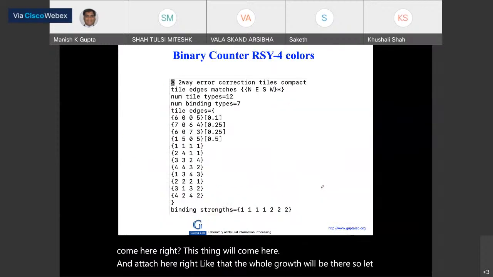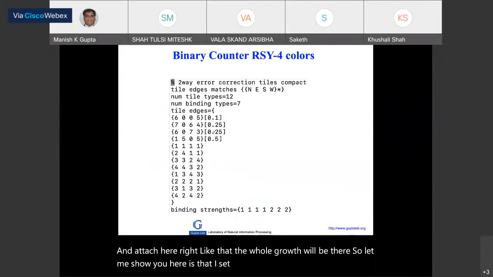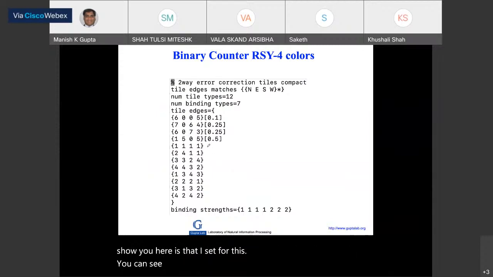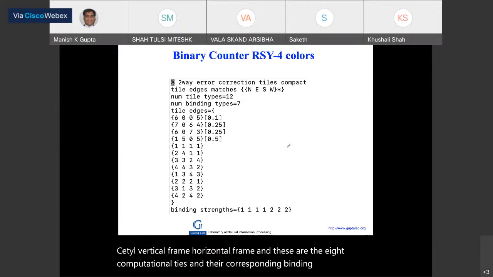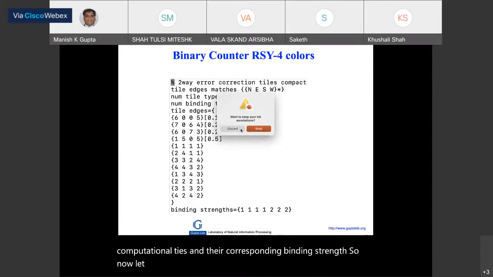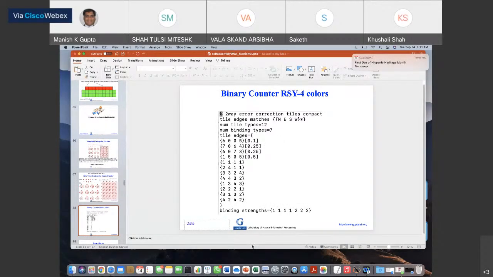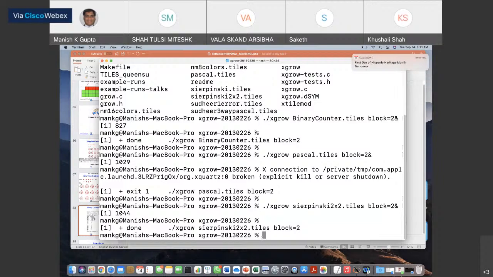So let me show you. Here is a tile set for this. You can see that we have seed tile, vertical frame, horizontal frame, and these are the 8 computational tiles and their corresponding binding strength. So now let me show you how we see that there is no error here when we do a computation.